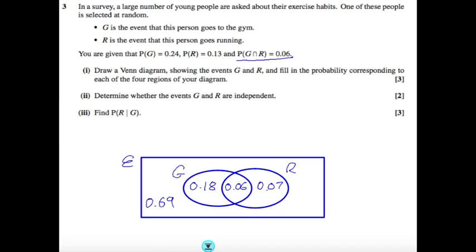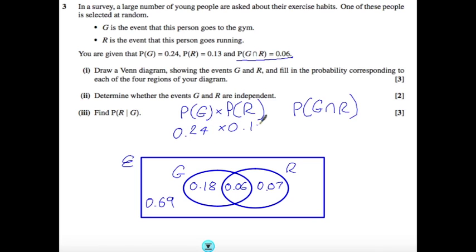Part 2, determine whether the events G and R are independent. So you need to remember the condition for 2 events being independent is that the probability of G times the probability of R has to equal the probability of G and R. So the probability of G is 0.24, the probability of R is 0.13, and we've got to decide does that equal 0.06, which we've been given, and that equals 0.0312, so it does not equal 0.06.